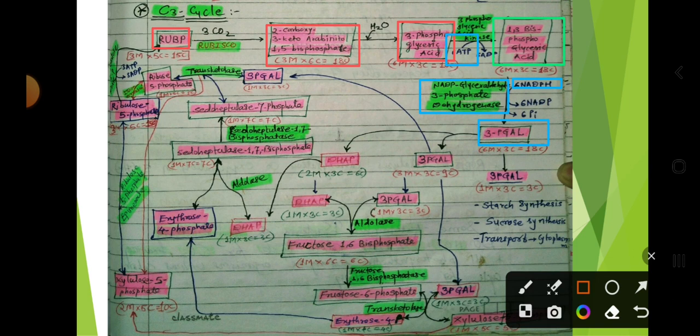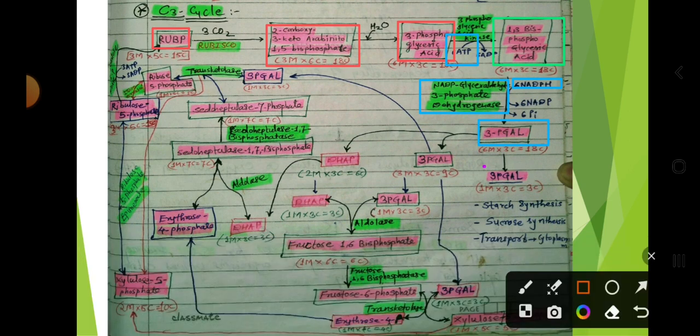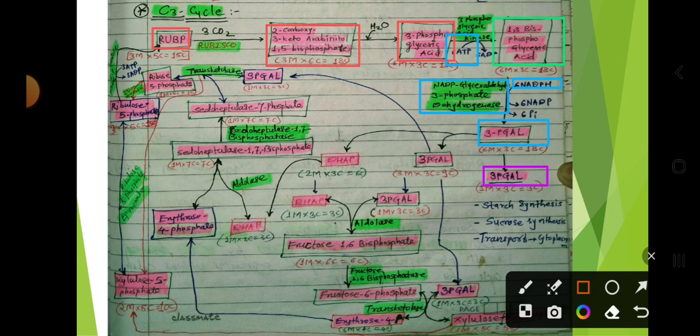Out of these 6 molecules, 1 molecule of glyceraldehyde 3-phosphate is utilized either for starch synthesis or sucrose synthesis, or it may be transported to the cytoplasm. Of the remaining 5 molecules of glyceraldehyde 3-phosphate, 2 molecules are converted into the interconvertible form of glyceraldehyde 3-phosphate, that is dihydroxyacetone phosphate.